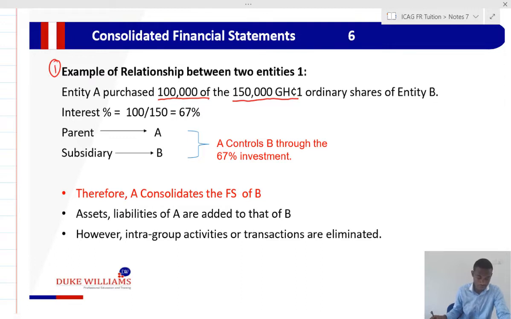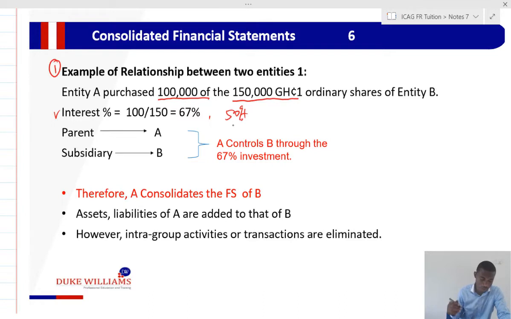Now, what it means is that we have to establish the interest, the controlling interest. The controlling interest will be the number of shares entity A acquired in B, and that would be the 100,000. So the interest will be 100,000 divided by 150,000, and that gives us 67%. Now, 67% is more than 50%. So this is 50% plus, which indicates that there is a subsidiary and parent relationship.